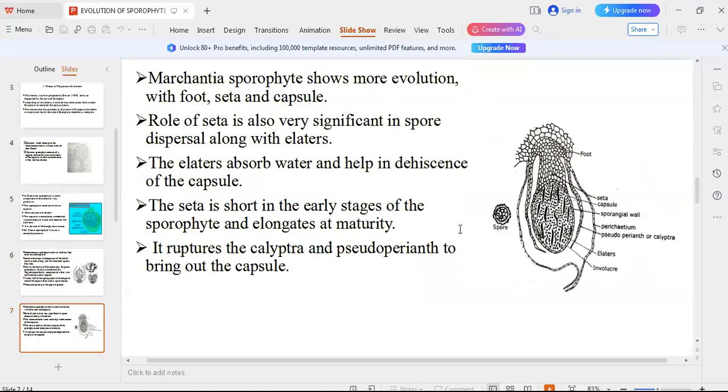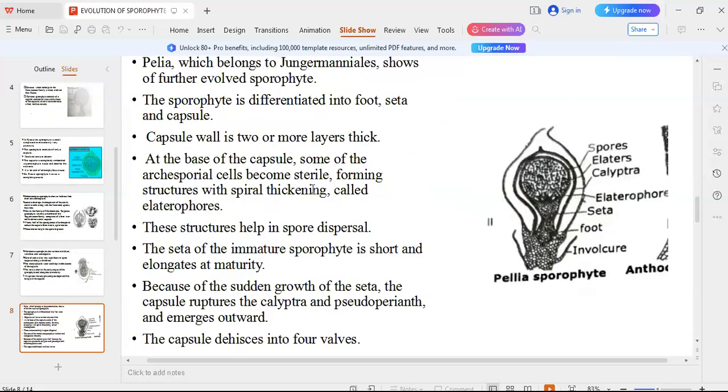So this is about the Marchantia sporophyte. Already learned this one at the type study of Marchantia. Okay, so this one is a new one.